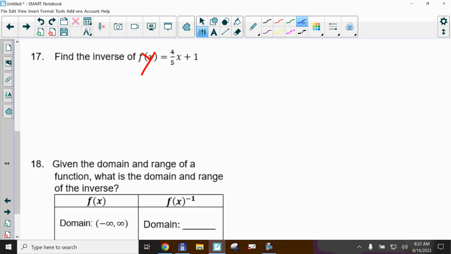And then we're going to have to switch the x and the y. So x goes here, y goes there. Everything else stays exactly the same. We have 4 over 5 and then plus 1. Then we have to solve for y. So I'm going to subtract 1. Subtract 1.